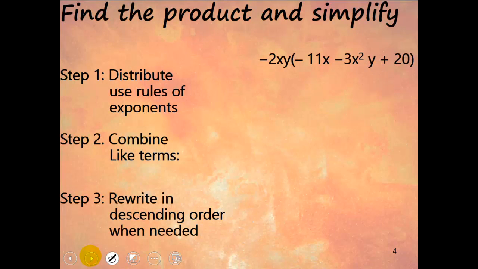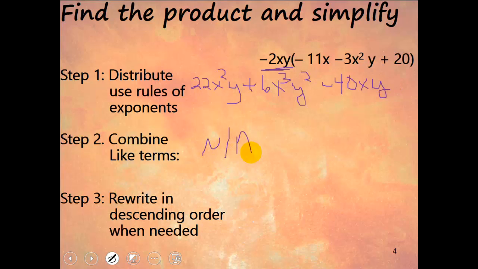Okay. All right, now notice that this one says find the product and simplify. That's because we have out in front some variables, which means that we have to use our rules of exponents when we multiply them. So I'm going to get positive 22x times x is x squared, y plus 6x cubed, y squared minus 40xy. Now I look to see if I have any terms to combine. I don't because all of my exponent combinations are different. So this is not applicable.